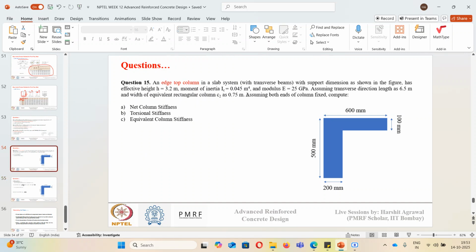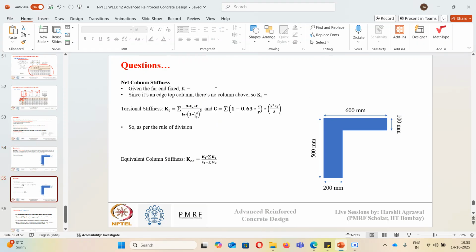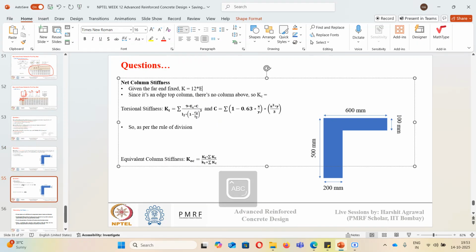The question has given to us that assume both ends of the columns are fixed. So column stiffness K will be given by 12 EI by HC. So it will be 12 into E 25 GPa, 25 into 10 to the power 9, into I 0.045, divided by HC, which is given as 3.2. Upon calculation, you will get K value equal to 4.12 into 10 to the power 9.